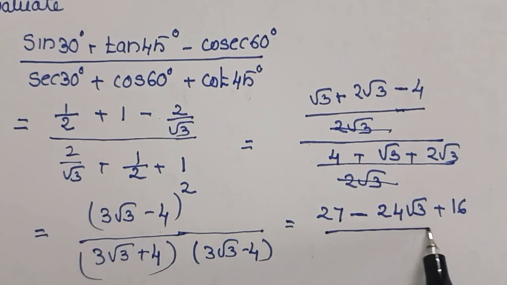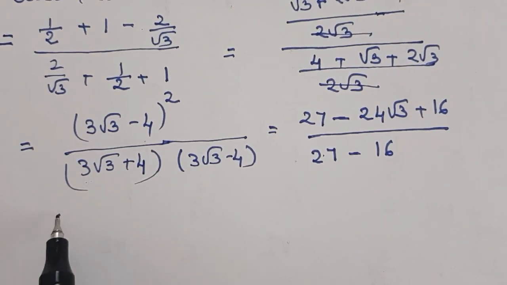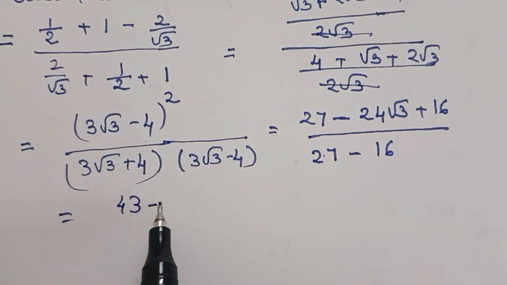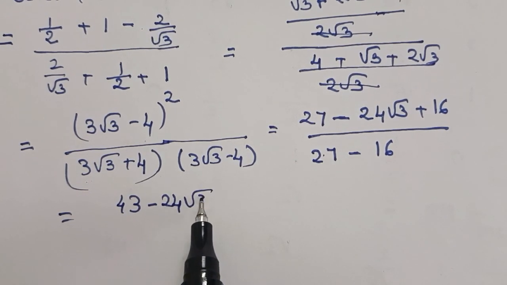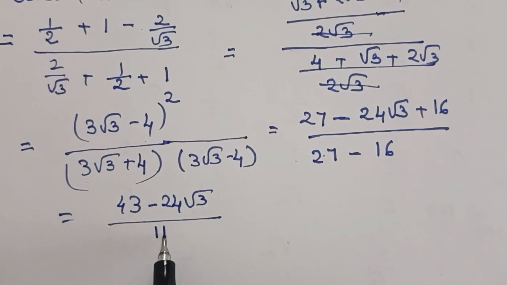Divide by denominator. (a plus b) into (a minus b) form, that is a square minus b square. A square, (3 root 3) the whole square, that is 27. Minus b square equal to 4 square, it is 16. Now 27 plus 16 equal to 43. That is equal to 43 minus 24 root 3, divided by 27 minus 16. 27 minus 16 equal to 11. So the answer is (43 minus 24 root 3) divided by 11. Okay.